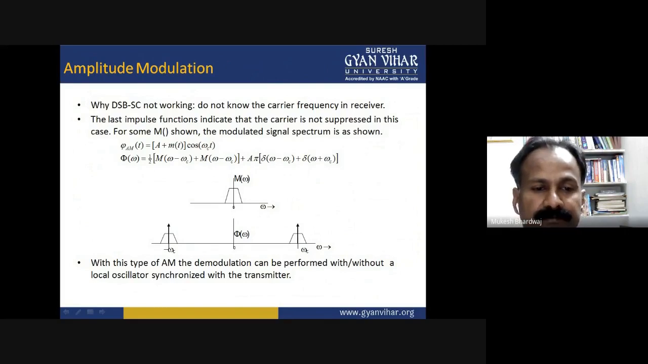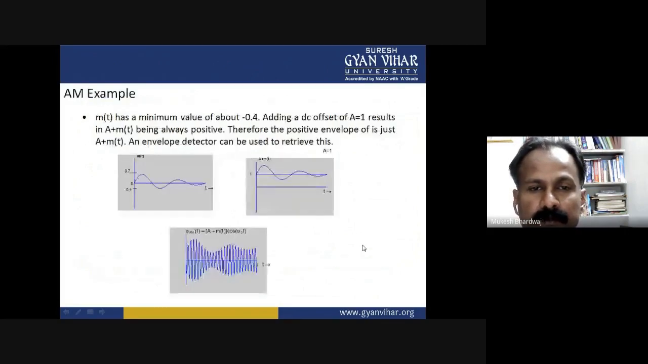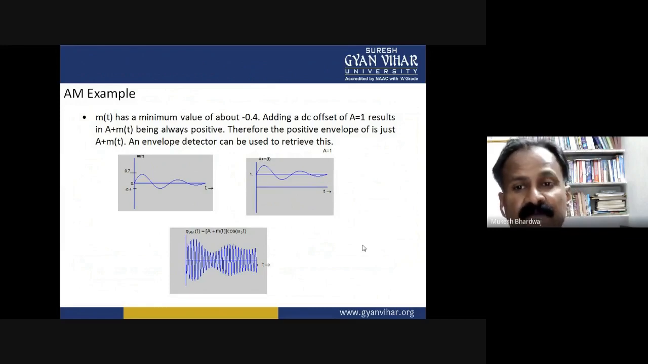Next, amplitude modulation example. m(t) has a minimum value of about minus 0.4. Adding a DC offset of A equals 1 results in A plus m(t) being always positive. Therefore, the positive envelope of it is just A plus m(t). An envelope detector can be used to retrieve this.